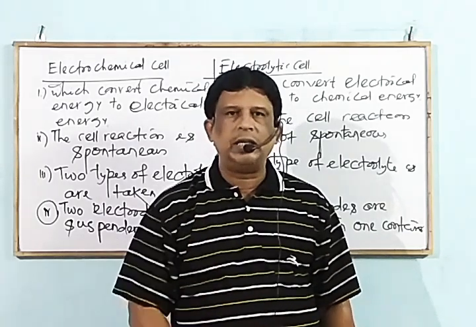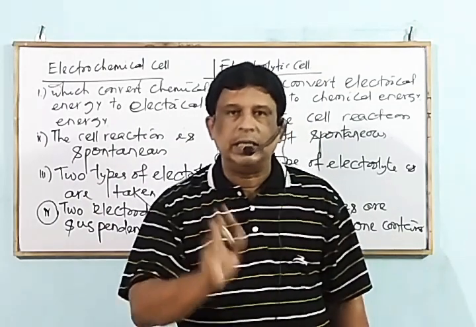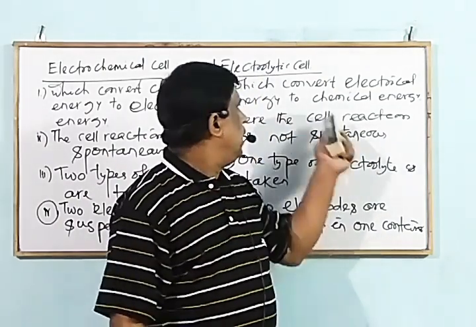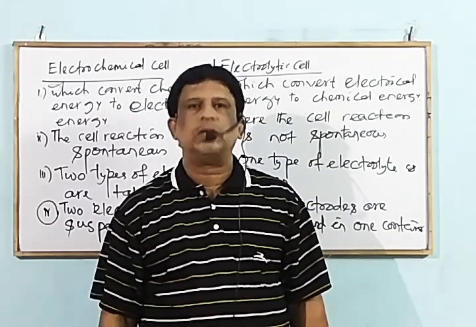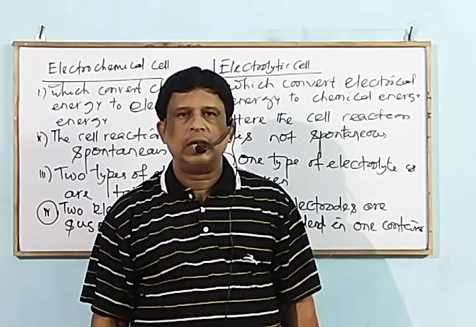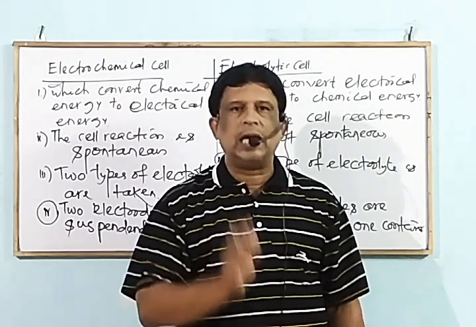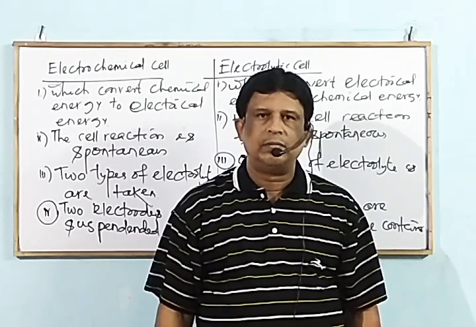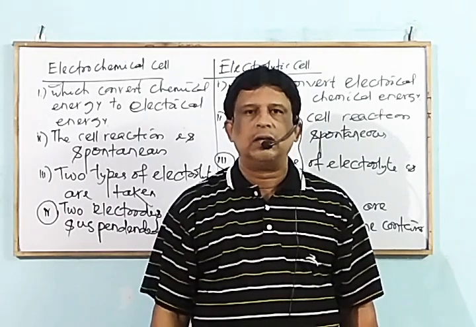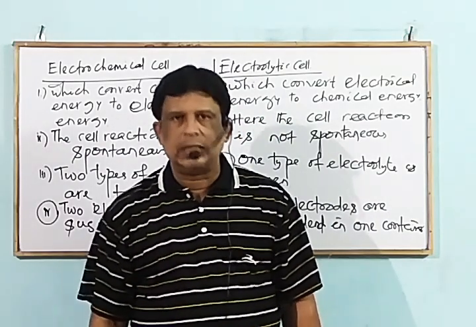And the last point is, in case of electrochemical cell, salt bridge is used, while in case of electrolytic cell, there is no necessity of salt bridge. This is the difference between electrochemical cell, that is a galvanic cell, and electrolytic cell. Next, we discuss another term, that is electrode potential.